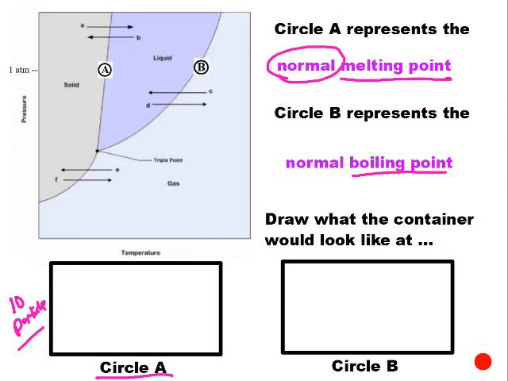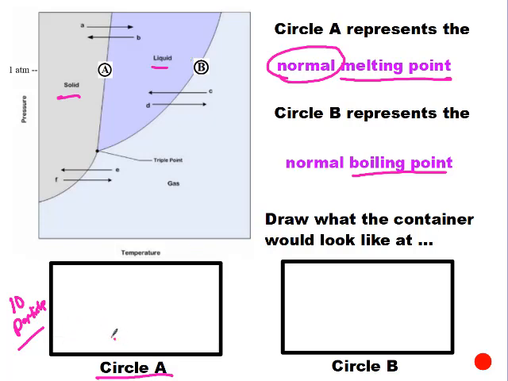So the first thing you should have said is at circle A you have a solid and a liquid because it's undergoing melting. So you should have said that you'd have some in the solid and some in the liquid phase. It doesn't tell us when in the melting phase it's at. Maybe it's almost done melting. Maybe it just started melting.